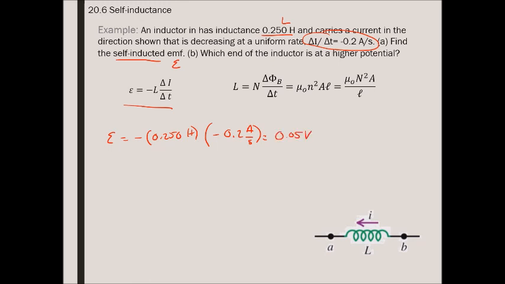And then it asks us which end of the inductor is at a higher potential. If current is traveling that way, it's always going to travel to a lower potential. So this is going to be V high and V low.